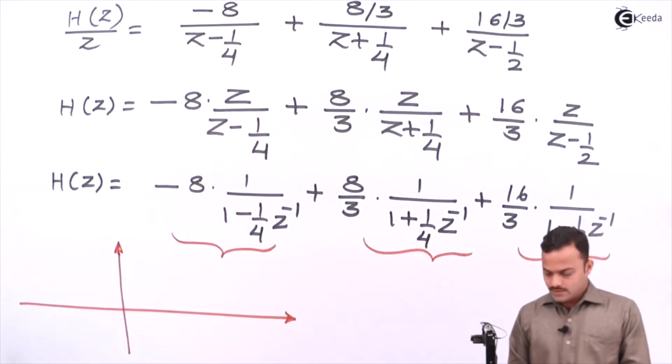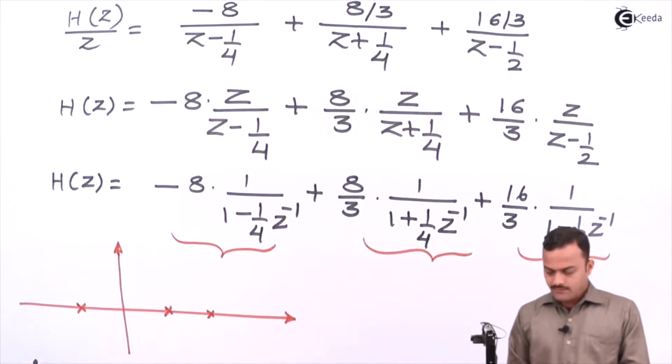So the first pole is at z equal to 1 by 4, somewhere here. Second, z equal to minus 1 by 4, somewhere here, and third at z equal to 1 by 2, so somewhere here. So randomly I have drawn.